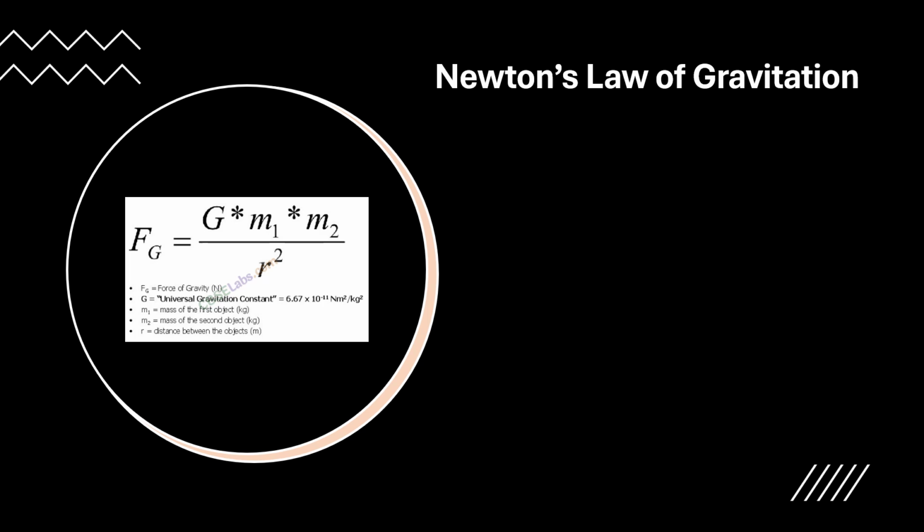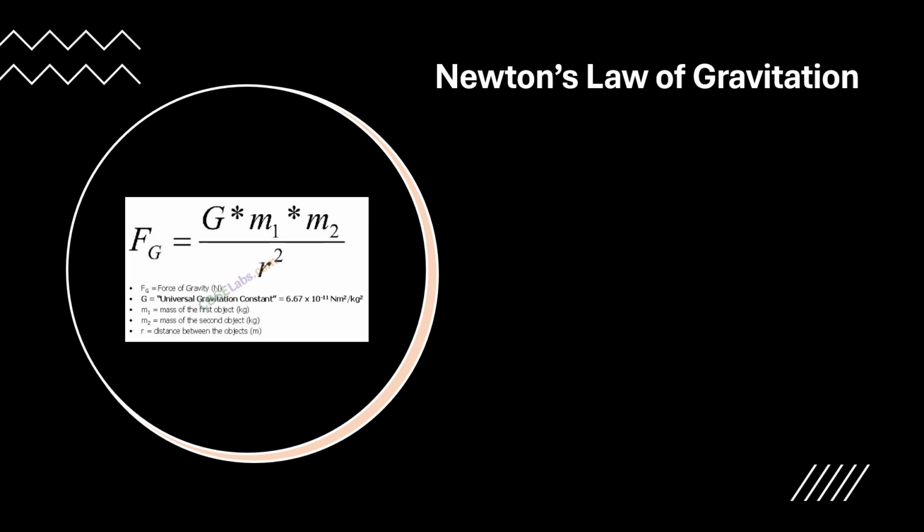Here, Fg equals force of gravity, G equals universal gravitation constant, m1 is the mass of the first object, m2 is the mass of the second object, r is the distance between the objects. Universal constant of gravitation G is numerically equal to the force of attraction between two particles of unit mass each separated by unit distance.